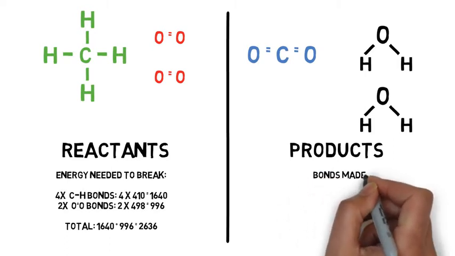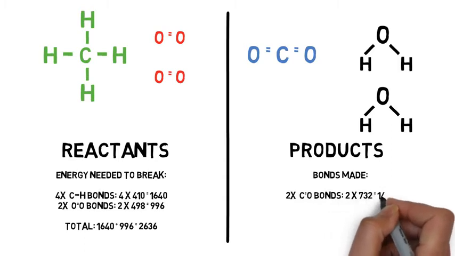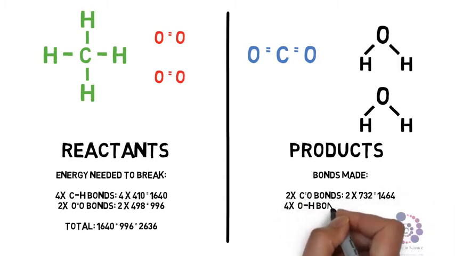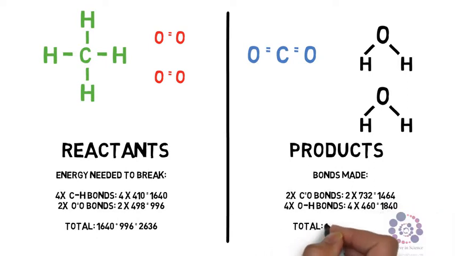Once these are separate, they then need to be forming our products. Therefore, we need to form new bonds. So again, do the same principle. Add up the energy required to make all of these bonds. In this case, we end up with 3,304 kilojoules.